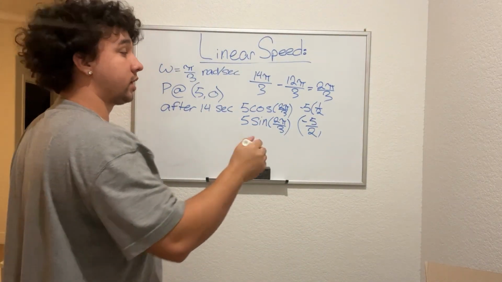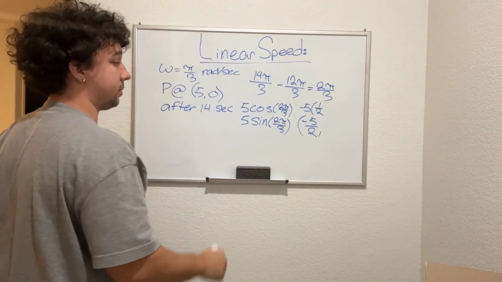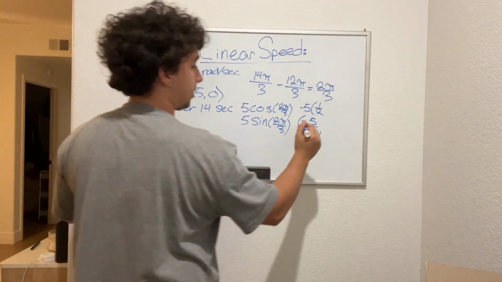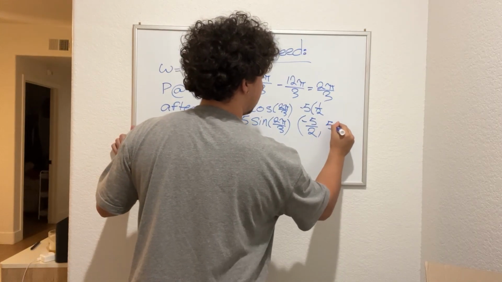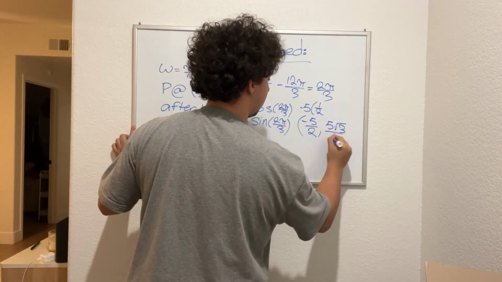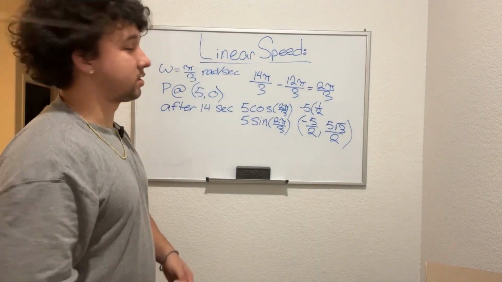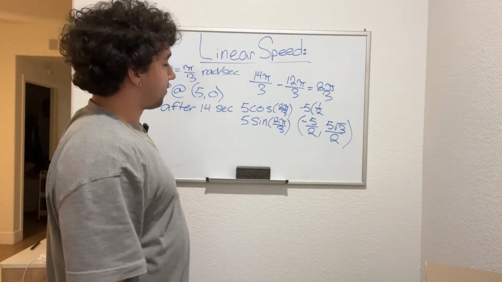Now for 2 pi over 3, if cosine's 1/2, sine is going to be root 3 over 2. Sine is still positive though, but then we're going to multiply it by 5. 5 times root 3 over 2, giving us our final coordinate. And there you have it, folks.